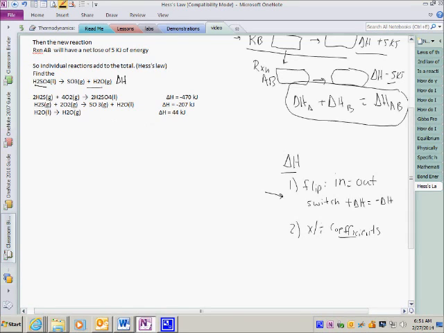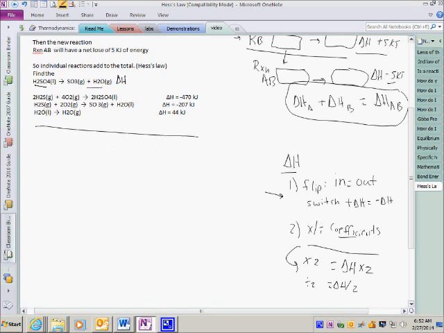If I need to multiply any coefficients, let's say I have to multiply everything times 2, then that means I have twice as many particles going through the process, which means my delta H gets multiplied by 2. If I divide it by 2, then I have half as much stuff going through, and the delta H gets divided by 2. So it's proportional. Whenever you multiply or divide, you must also do the same to the delta H. And we'll see some examples of that as we move along here.